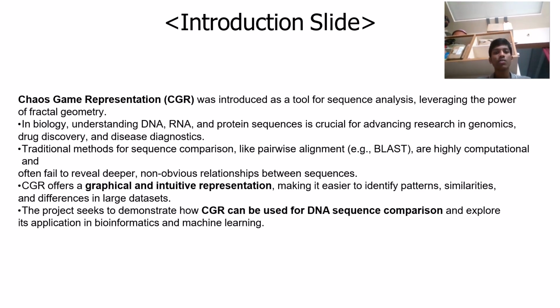In the introduction, Chaos Game Representation was introduced as a tool for sequence analysis with the power of fractal geometry. In biology, DNA, RNA and protein sequences hold the key to biological functions and disease pathways. Traditionally, we analyze these sequences using alignment-based tools like BLAST, which are computationally expensive. Chaos Game Representation brings a new angle by transforming sequence data into fractal images, enabling visualization and pattern detection. This presentation aims to explore how CGR helps us to compare and classify DNA sequences more effectively.